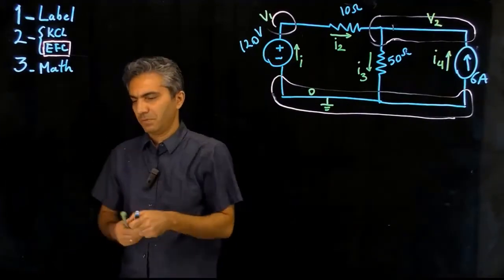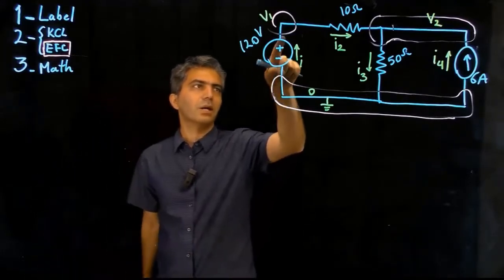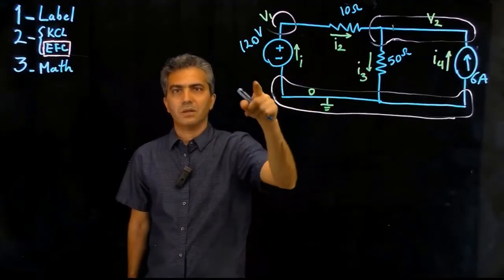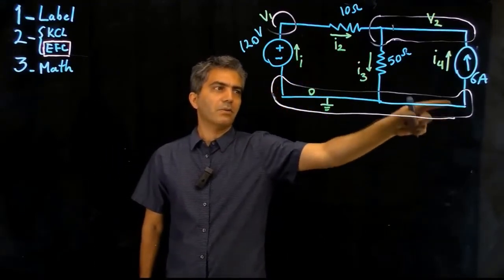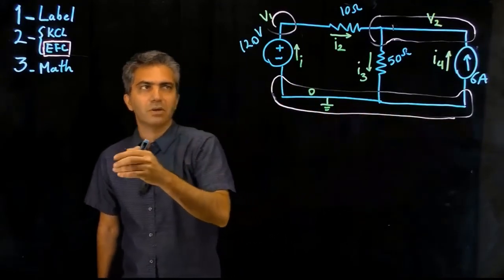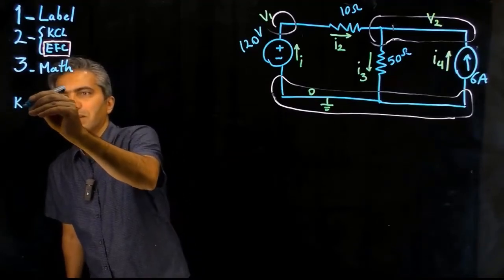Now we're ready to move on to the next step, which is writing KCL. So we know that the KCL are written for nodes. We have 3 nodes and 3 KCL. Like I said, the third KCL, that is for the ground, you don't have to write that one. Okay, so we start with KCL.